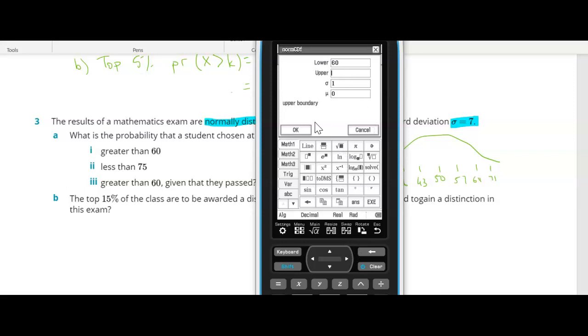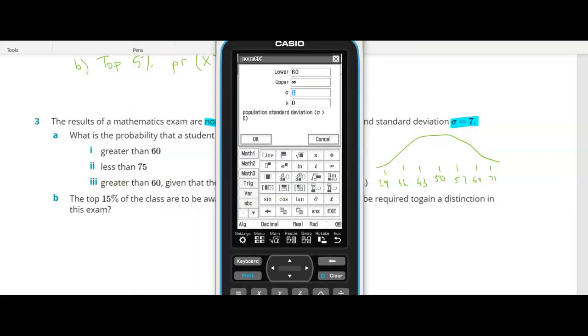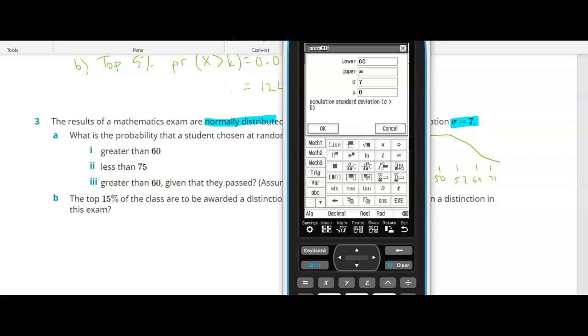Our upper bound is infinity. This time our mean is 50 and the standard deviation is 7. So just make sure you don't get them mixed up. And it does say there what it is, population mean, but you tend to just look at the symbols. And if you think you're going to get the symbols mixed up, just remember to look here.